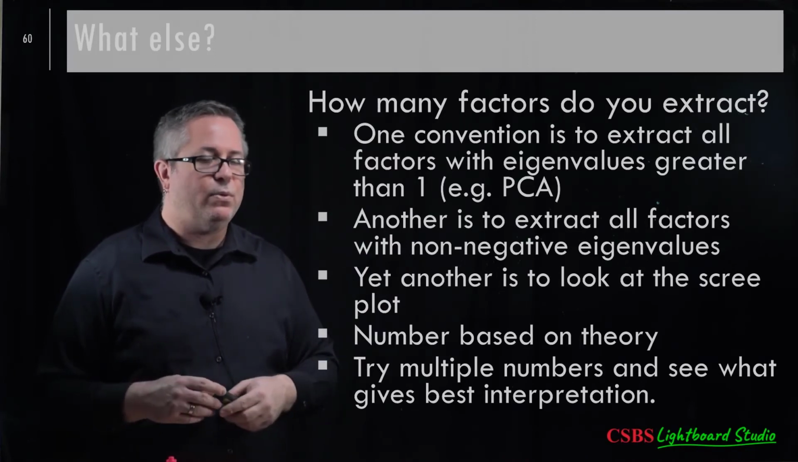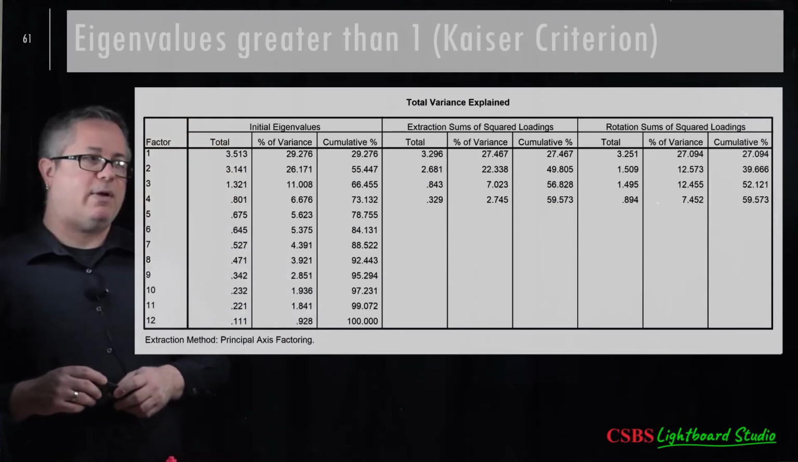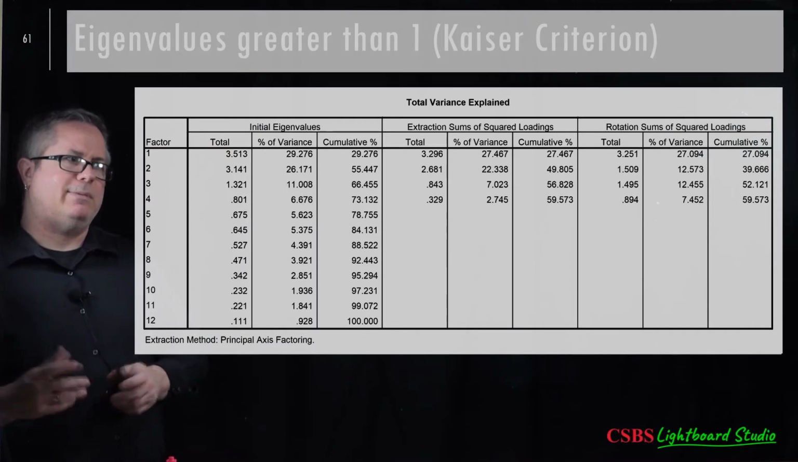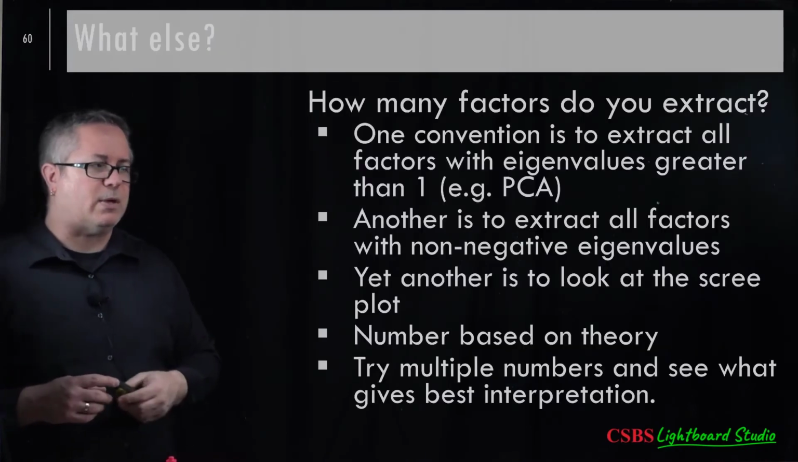I've never seen a really good application of this, because most of the time, as you'll see, the eigenvalues are all non-negative. So that would mean extracting all 12. So that's not necessarily a good criteria, but you will come across that sometimes.